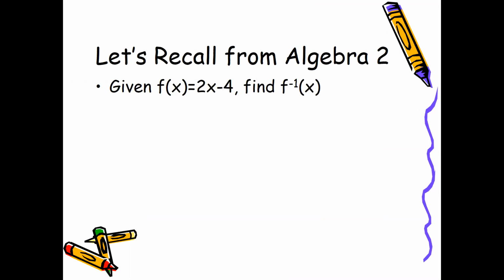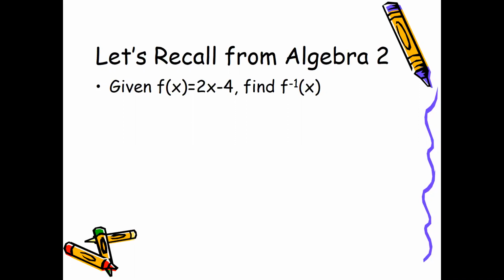Does anyone remember how we would find the inverse of the function f of x equals 2x minus 4? What was the general strategy for finding an inverse in Algebra 2? Does anyone remember? It's been a while since we've done a live lesson, so I get it. Yeah. So don't you like put 2x minus 4 into the x spot? Very good. Very close.